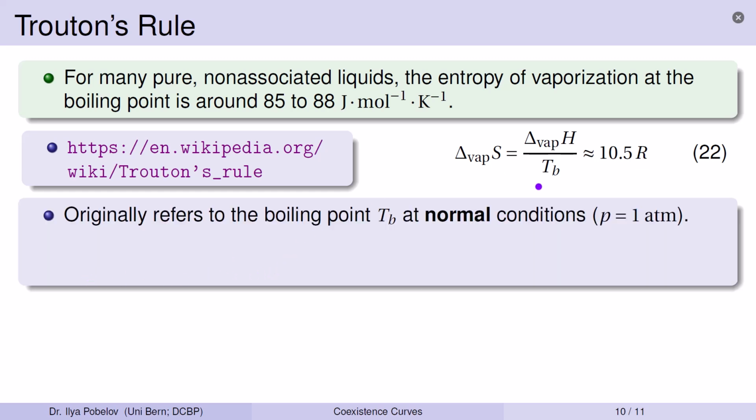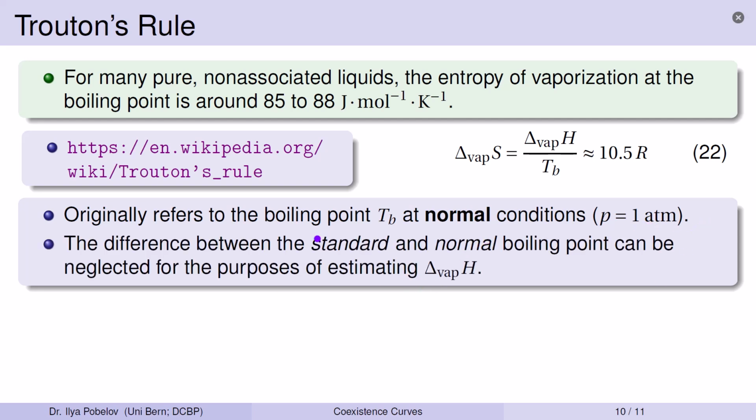The boiling temperature originally referenced in Trouton's rule is the normal boiling point, which is the temperature at which a substance boils under a pressure of 1 atmosphere. However, the difference between the standard and normal boiling point can be neglected for the purposes of estimating the enthalpy of vaporization of a substance.